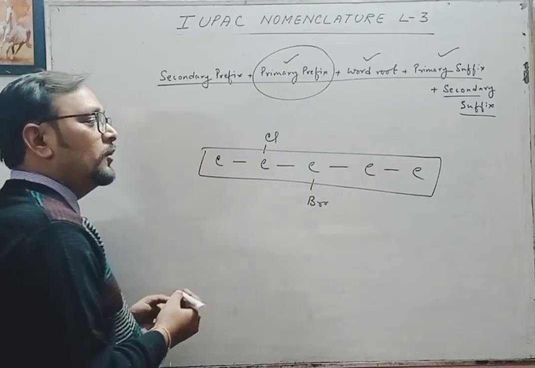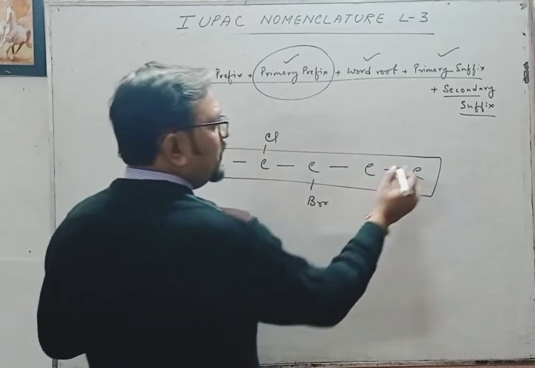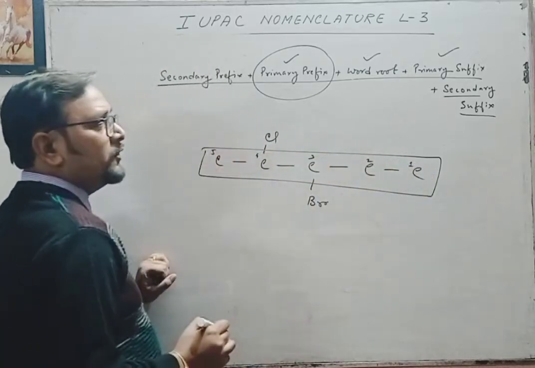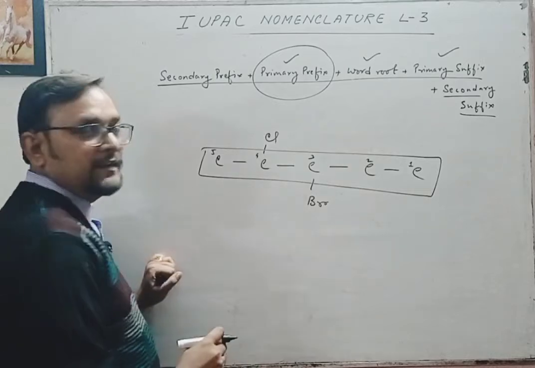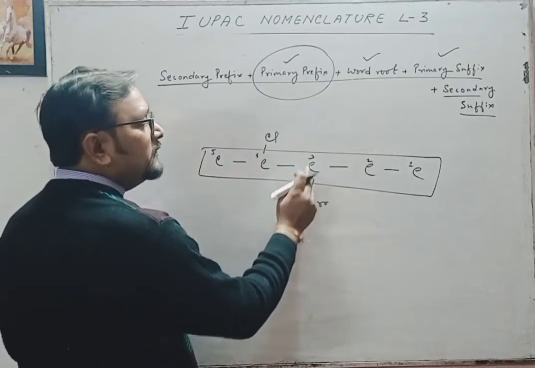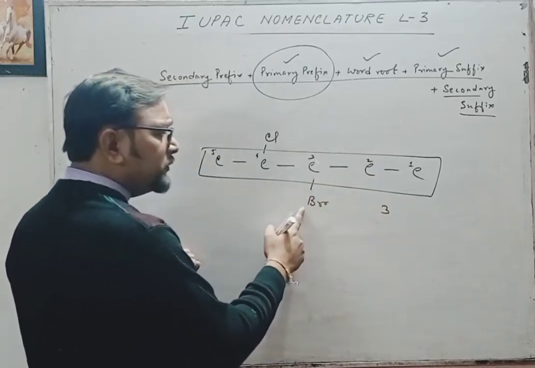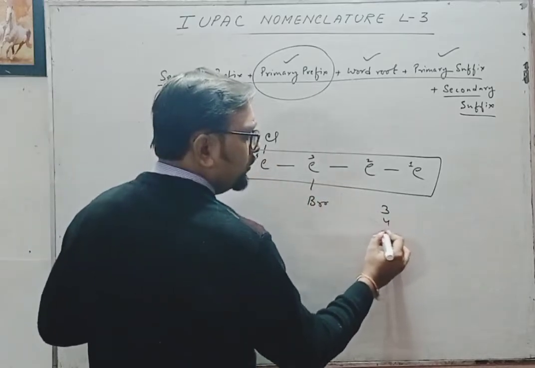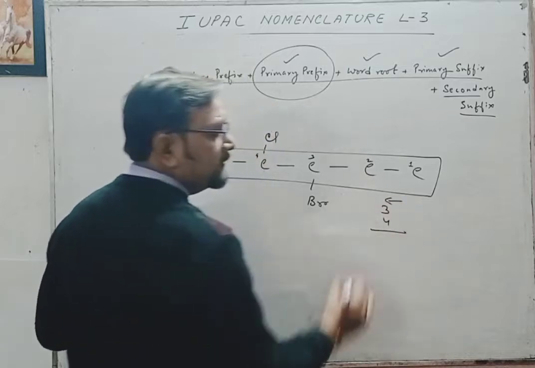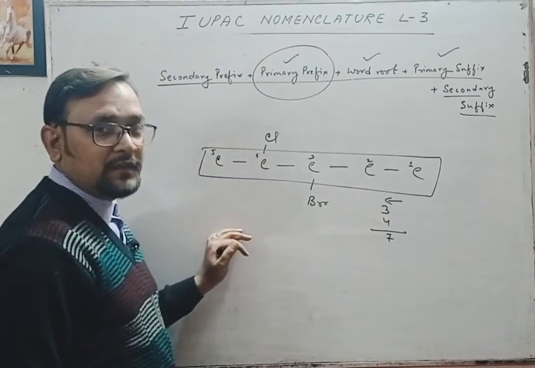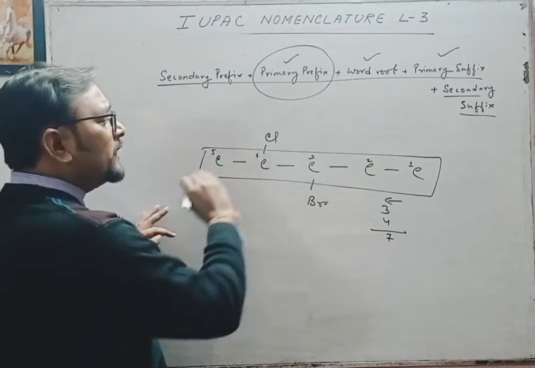Okay. Now the numbering pattern. Let's see. 1, 2, 3, 4, 5. Here we can see two substituents. So where is the locant of the first substituent? 3. Third position. Second, 4. If I number from this side, 3 plus 4 comes to 7. This is known as the summation rule. So I have to check from both sides.